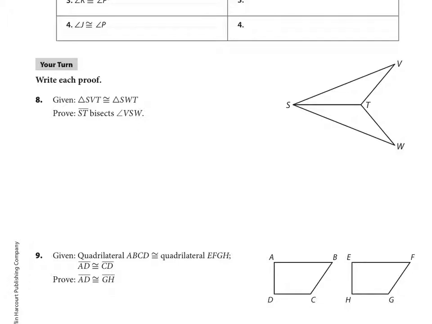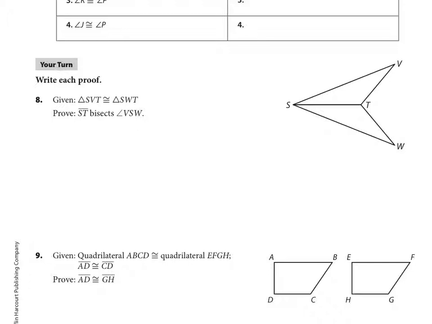We're given that triangle SVT is congruent to triangle SWT. So here's SVT and here's SWT. Those 2 triangles are congruent. And remember, we know a lot of things are congruent when 2 figures are congruent, right? That's the CPCFC. We want to prove that the segment ST bisects angle VSW. So ST bisects the angle. So you need to know what that means and the result of it, right?